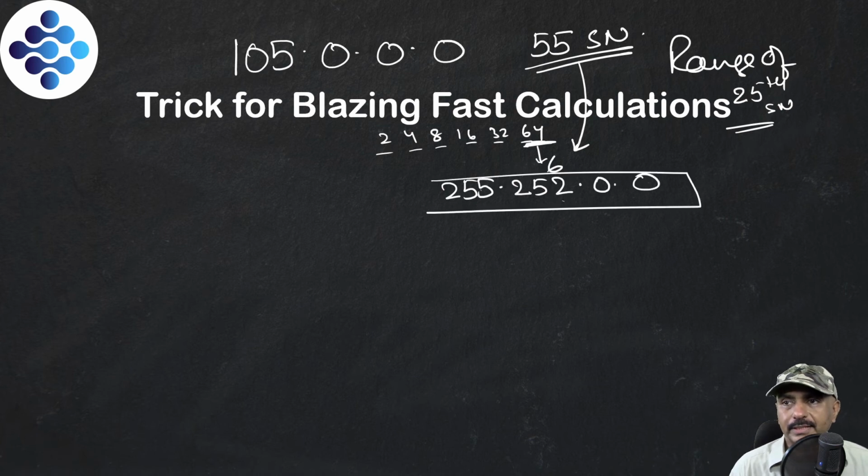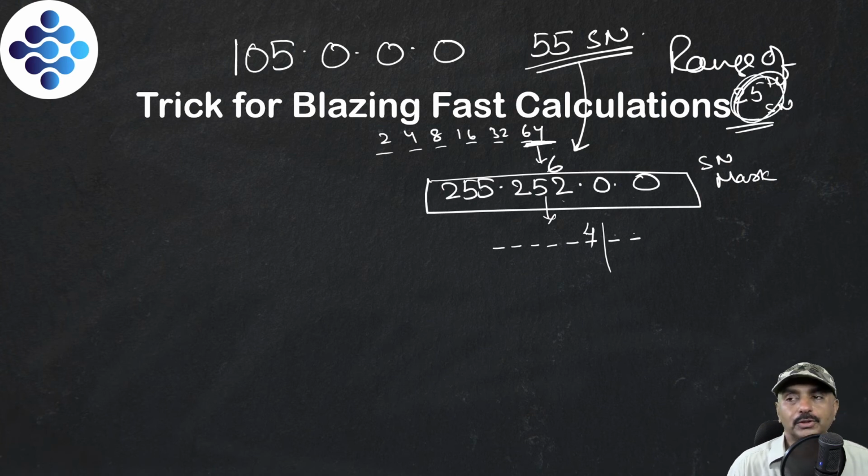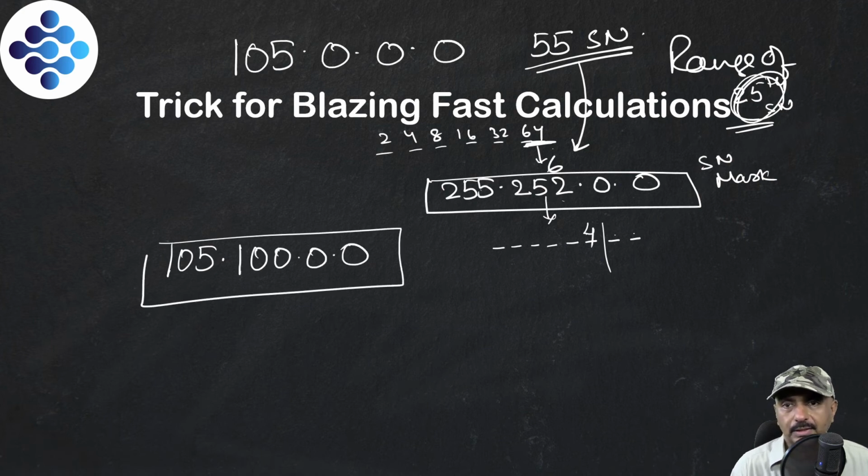Straight away, you are ready with your subnet mask: 255.252.0.0. This is the subnet mask. Visually also, you just open this thing: 1, 2, 3, 4, 5, 6, 7, 8. You have borrowed 6 bits, cut is here. What will be the value of this? 1, 2, 4. This is 4. We are supposed to calculate the range of the 25th, so 25 into 4 is 100. So it would be 105.100.0.0. This is your 25th subnet header.